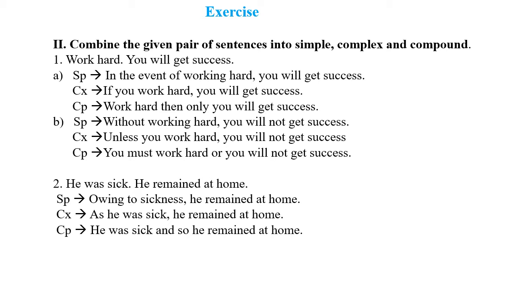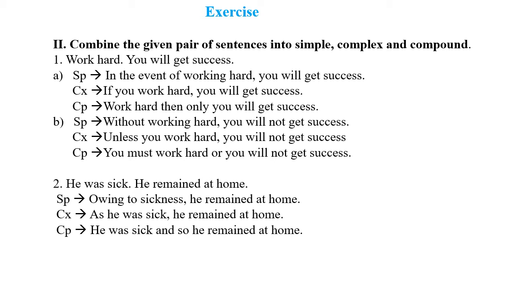You must work hard or you will not get success. As we are writing the sentence in negative possibility, we have to change the second sentence with not. You will not get success. According to that, to match the meaning of the sentence, we are adding the first part. Without working hard for simple, unless you work hard for complex, you must work hard or for compound. That's all.